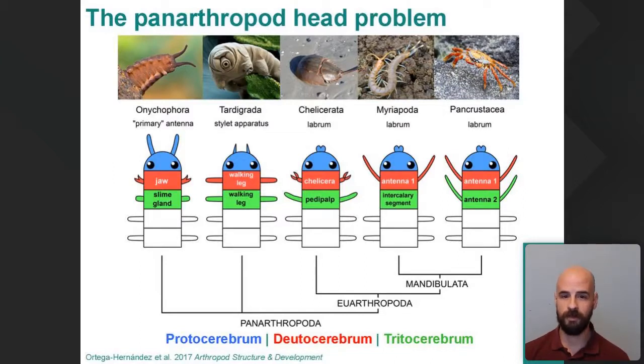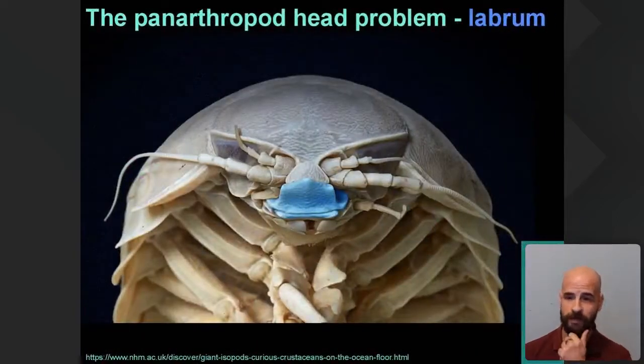So what we're seeing here is basically how we understand this serial homology among extant panarthropods. And that's great, but it has been the result of a lot of work, particularly between embryology, morphology, and development, as well as nervous system. Now, at the center of the panarthropod head problem, we have this structure called the labrum, which really breaks everyone's heads all the time because it is a really complicated thing.